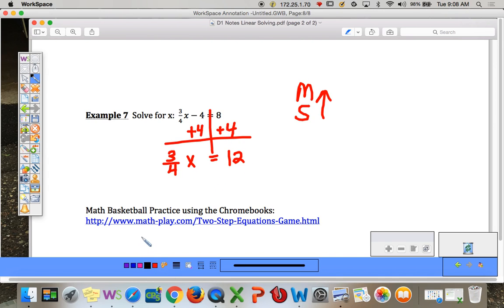And then here there's 2 ways to solve. We can get rid of this 3/4 by dividing each side by 3/4, but use parentheses in your calculator or it'll do the wrong order of operations.